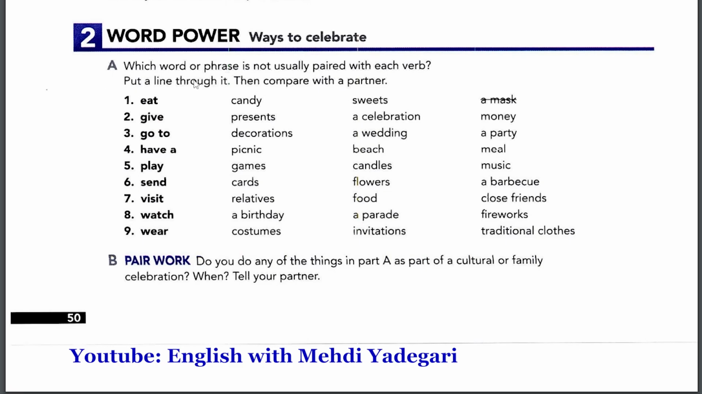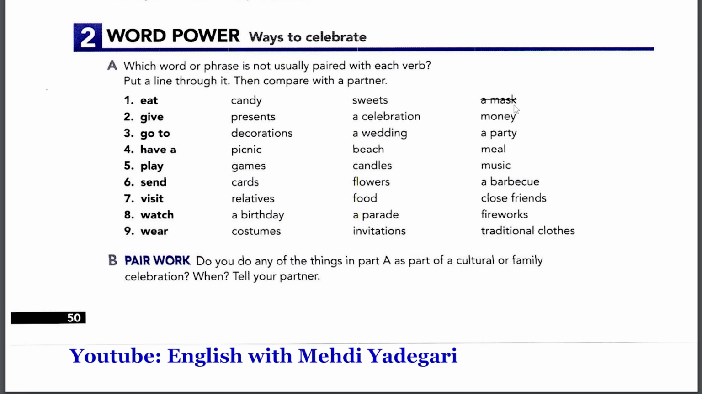In part A, the question asks you which word or phrase is not usually paired with each verb. So we've got number 1 to number 9. These verbs: eat, give, go to, have a, play, send, visit, watch, and wear. Beside each verb, we have 3 words. One of them is not paired with that verb. As an example, we eat candy. We also eat sweets, but we do not eat a mask.